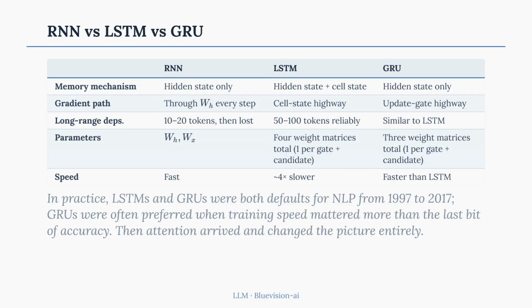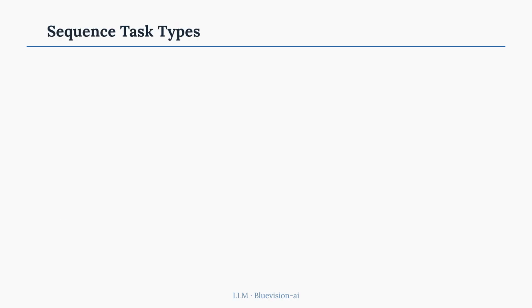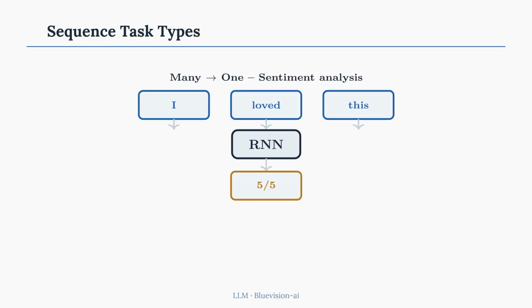Then attention arrived, and the landscape shifted entirely. One of the most useful things about the RNN family is its flexibility in input-output shape. Many to one. A full sequence in, a single output. This is what you use for sentiment analysis. Read the entire review, output a single score. Or for document classification, spam detection, intent recognition.